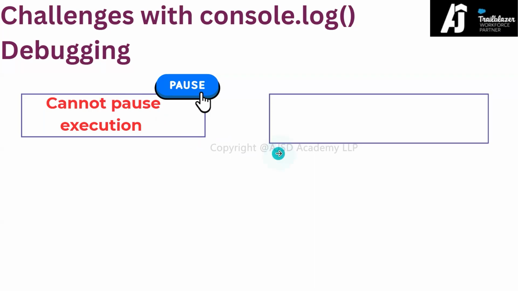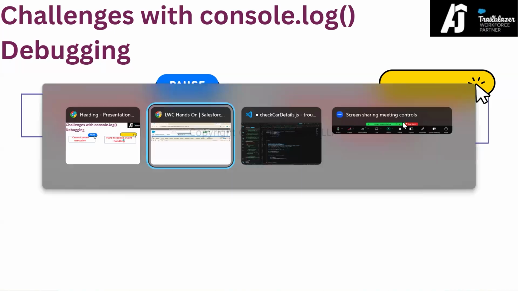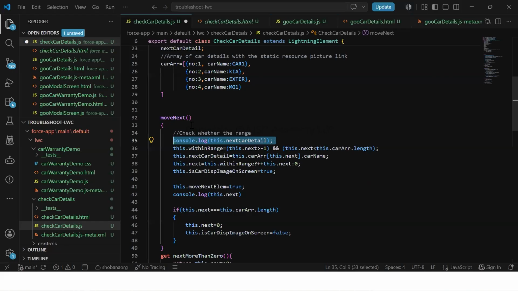Okay, next comes the important point. Now we had a problem, right? It is really hard to debug the event handling. So look at this. I want to check the button click. This is actually a button click, a move next button click. Okay. So in this component, I have only one button click.